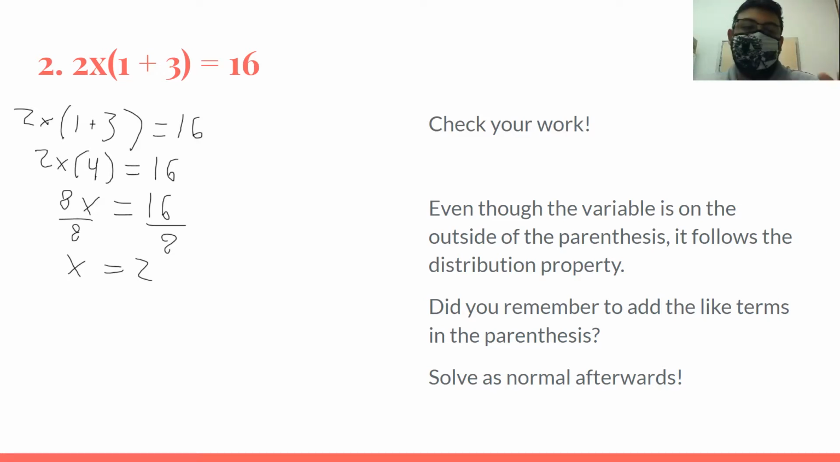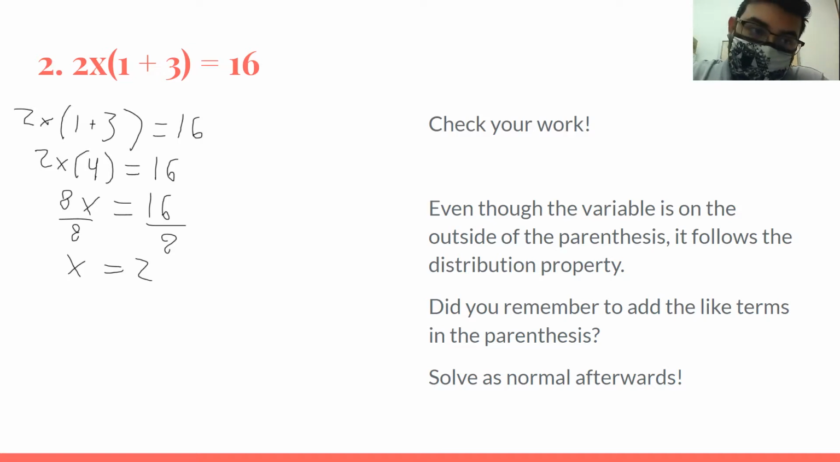Solve as normal. 2x times 4 is 8x. 2 times 4 is 8. Bring down the x. 8x equals, bring the rest of the equation down. 8x equals 16. 8 times x equals 16. We're going to do the opposite of multiplying, which is what? Dividing. So divide by 8 on both sides. X equals 2, because 16 divided by 8 is 2.